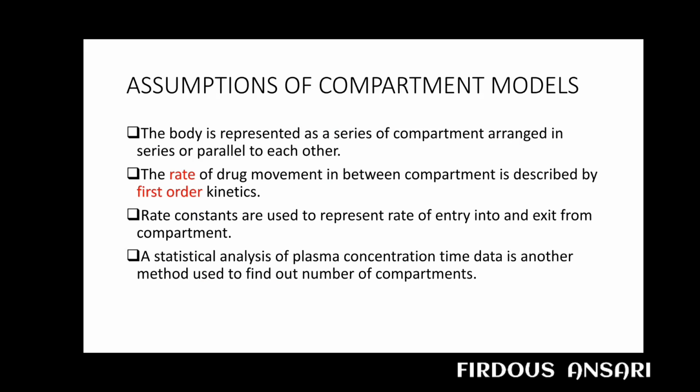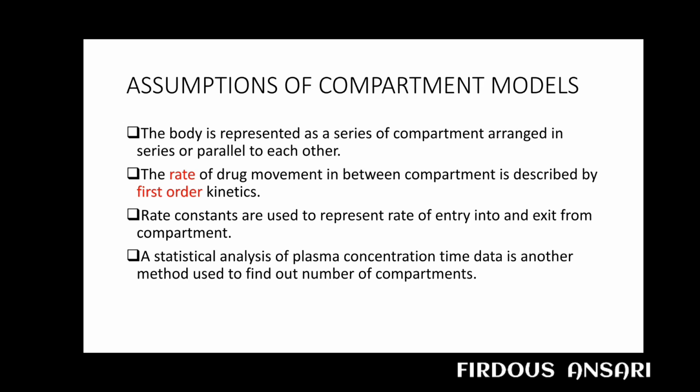Okay. So next we will see some of the assumptions of the compartment model. The first assumption is the body is represented as a series of compartments arranged in series or parallel to each other. See, we are considering a model. A compartment is nothing but a group of tissues having a similar kind of physiology, a similar kind of blood flow. So we can take an organ or a group of tissue as a compartment, and from one compartment a drug is moving to another compartment. So these compartments may be arranged in series or may be parallel to one another.